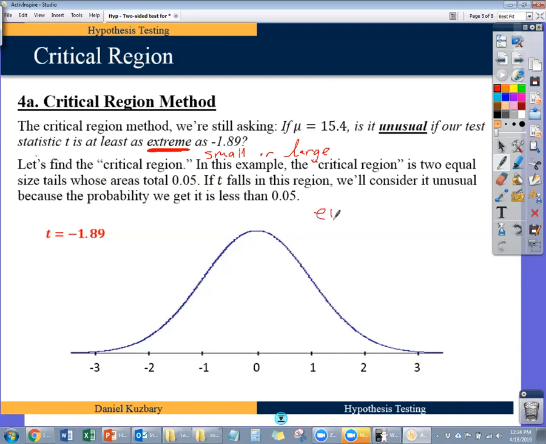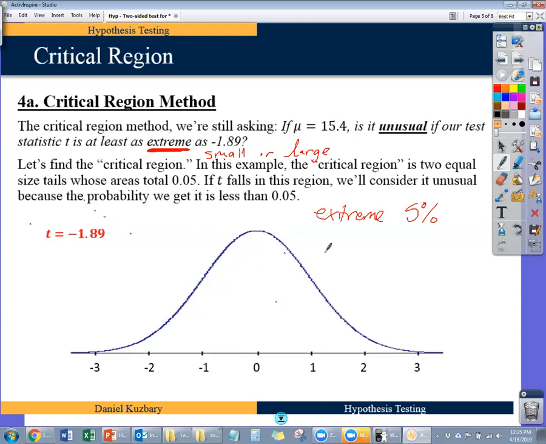So we want to get the extreme 5% of the distribution. And if t falls in that extreme 5%, then we're going to call it rare. And if t doesn't fall in that extreme 5%, we're going to say it's not rare, and then maybe this mean actually works. But if t does fall in that extreme 5%, we're going to say t is unusual, and this is probably not true. So let's just imagine what it looks like on our distribution.